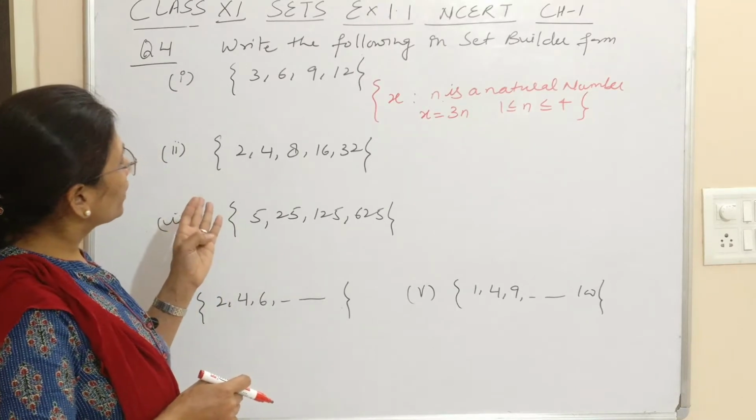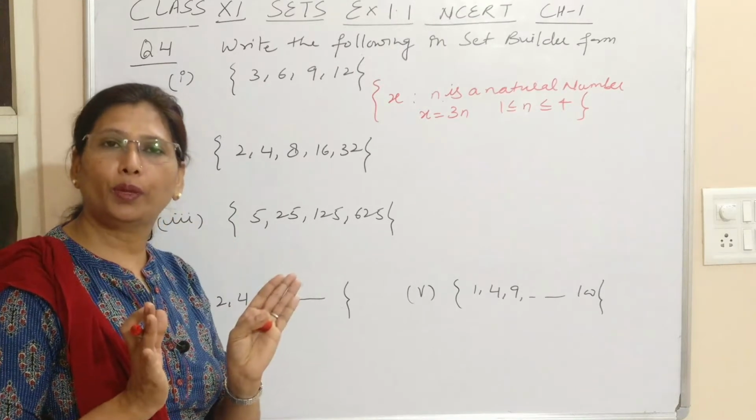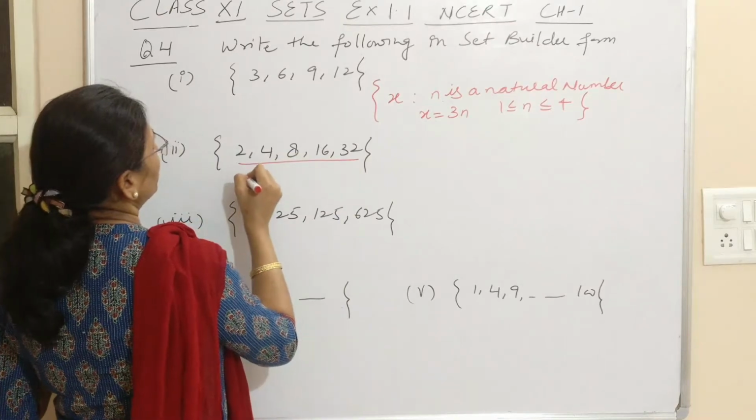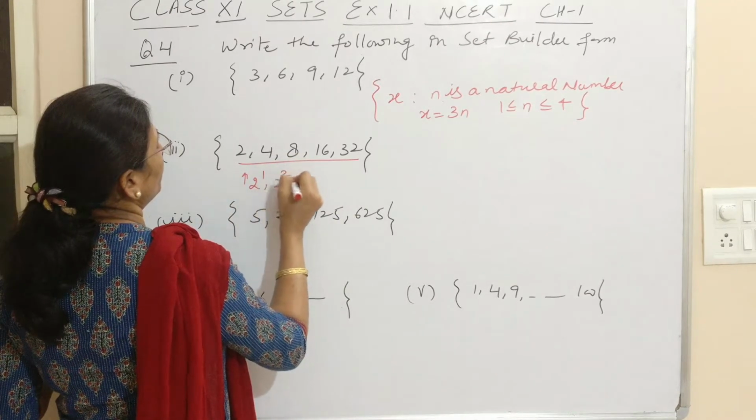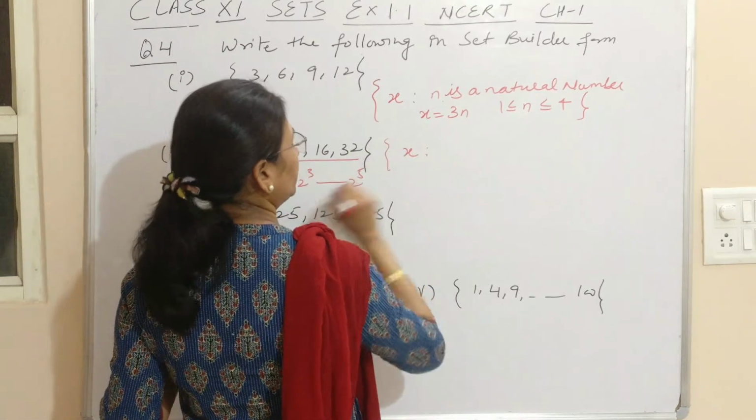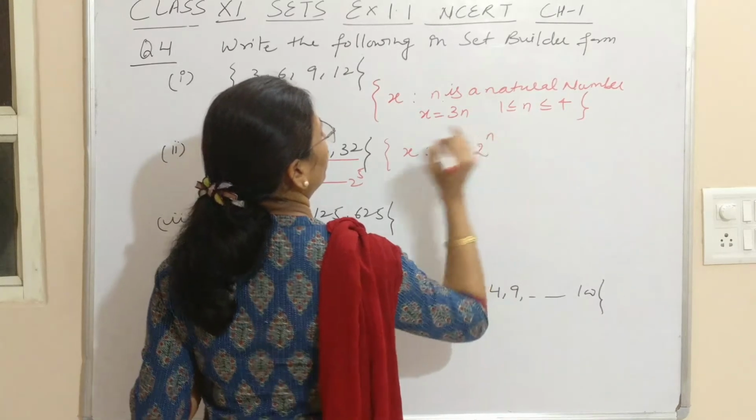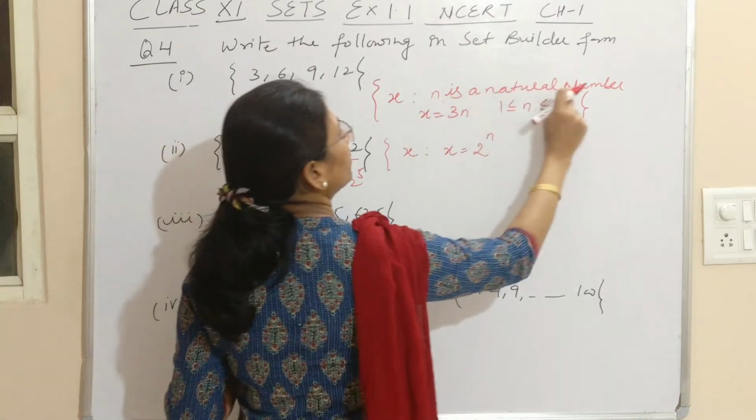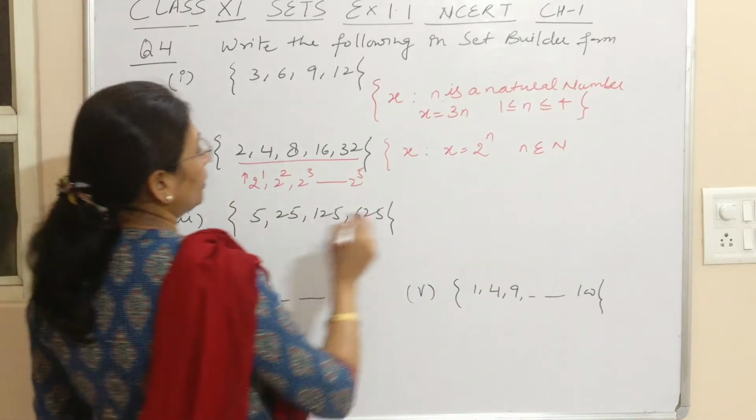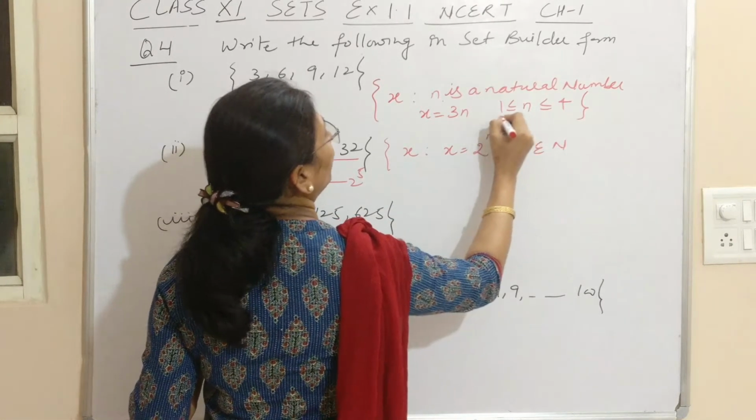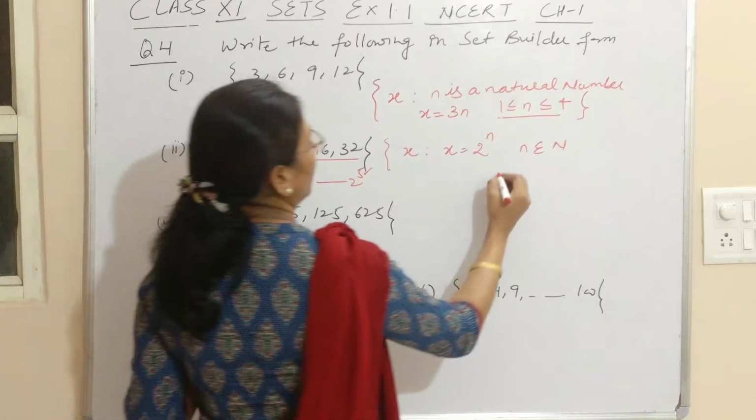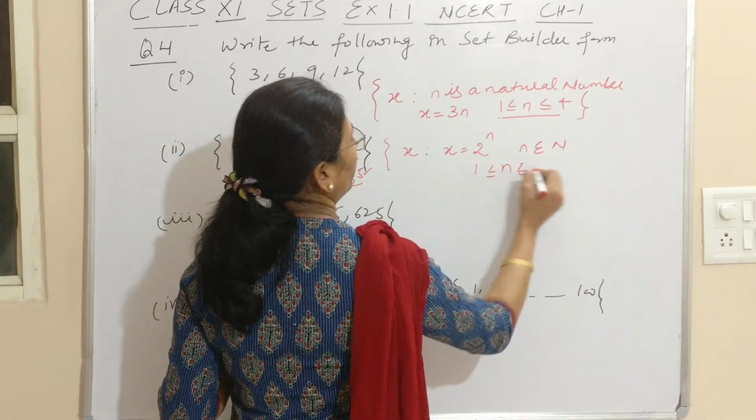Moving to the next, it is the same question but in a different way. If you notice, this is 2 raised to power 1, 2 raised to power 2 and so on. So here also we can write x such that x is equal to 2 raised to power n. Instead of writing this complete statement, we can write n belongs to the set of natural numbers. This is enough. Next, we have to tell what are the limits for n. Here it was 1 and 4, and here, if you notice, this is n equal to 5. So I will write n lies between 1 and 5.